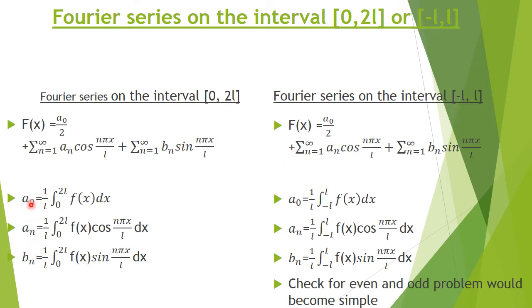So when you are calculating the Fourier coefficients, you will write 1 upon half the length of the interval. If it is 2L, you will write 1 by L. So if the interval is 0, 2L, you will write a0 is 1 by L integral 0 to 2L f of x dx. An is equal to 1 upon L, 0 to 2L f of x cos n pi x upon L dx. Bn is equal to 1 upon L, 0 to 2L f of x sin n pi x upon L dx.